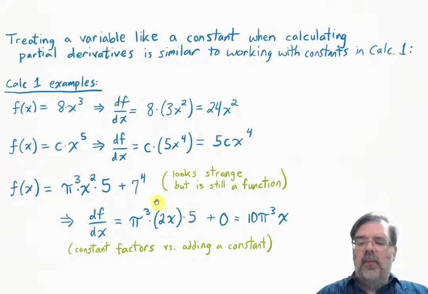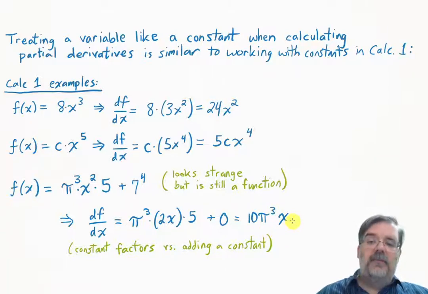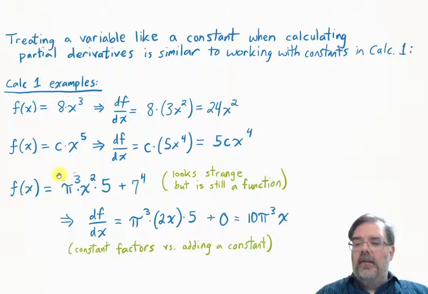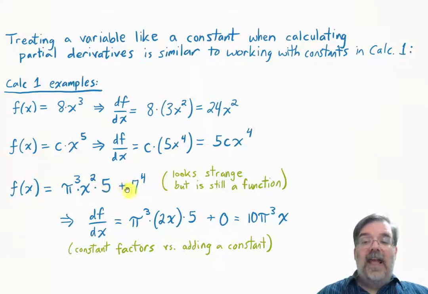Now, admittedly, we would probably rewrite this and gather the numbers and combine them in front, followed by the variable. So this would look more natural, perhaps, as 10 pi cubed times x. But think about the process that we used in this expression. And keep in mind the difference between multiplying by a constant and adding a constant when it comes to calculating a derivative.